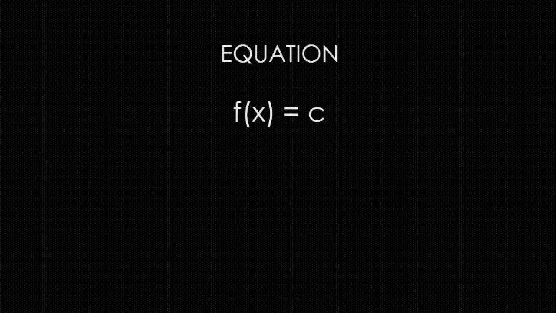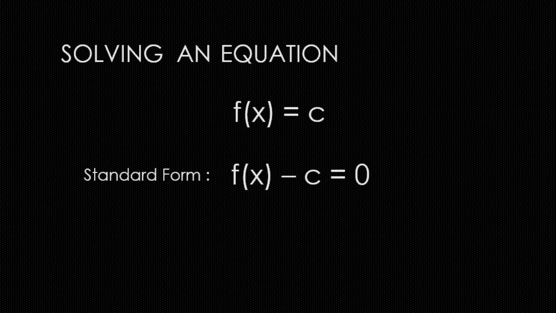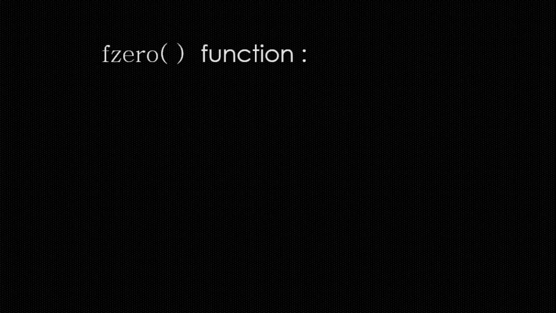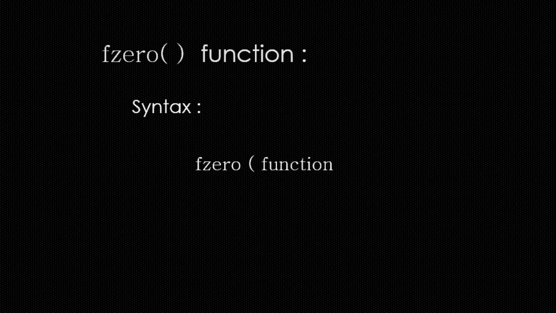So we have learned about the functions. If we equate it with a value, it is called an equation. Let's learn how to solve a one-variable equation. The first step is to convert the given equation into the standard form, that is, RHS must be 0. Now we can find the zeros of the function on the LHS by using fzero function. The syntax is fzero within brackets the function, then an approximate value.